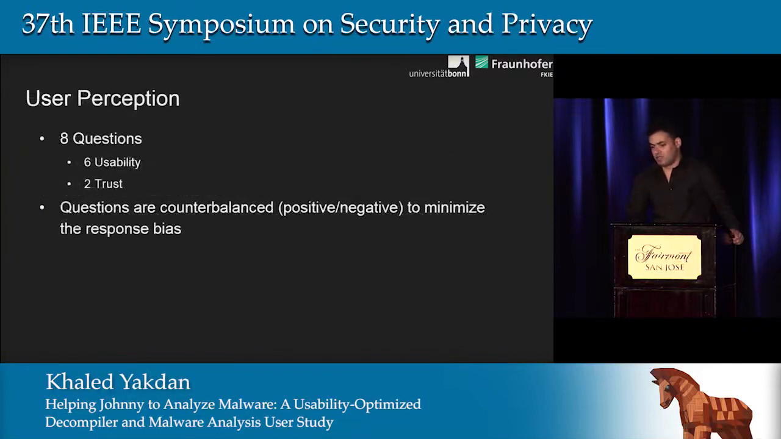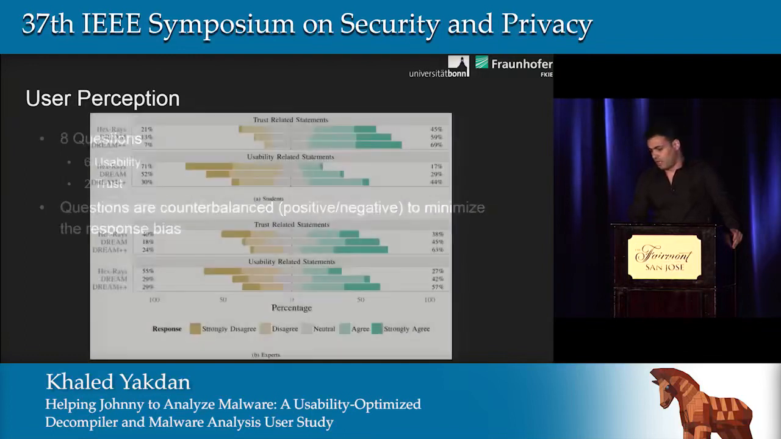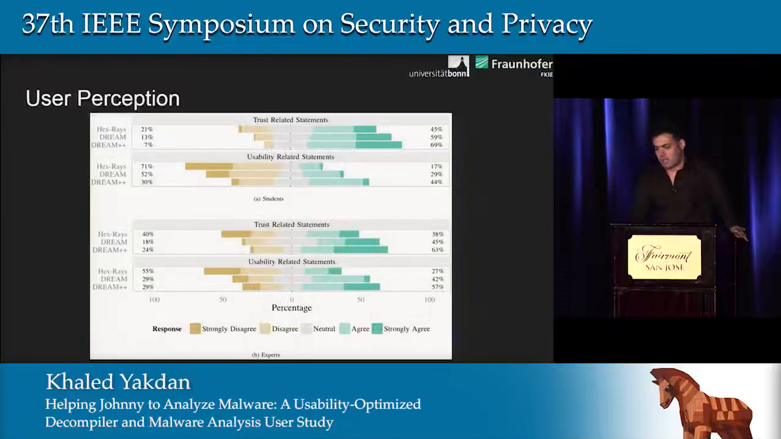And regarding user perceptions, we asked 8 questions after each task regarding the usability, like how easy or difficult the task was, the readability, how easy it was to read the code, and two questions regarding whether the participant trusted that the decompiled code is correct. To minimize response bias, we counterbalanced positive and negative questions. And here's the aggregate results.